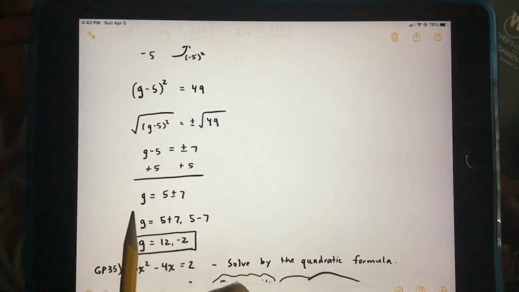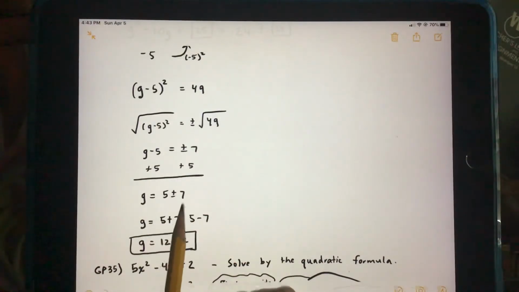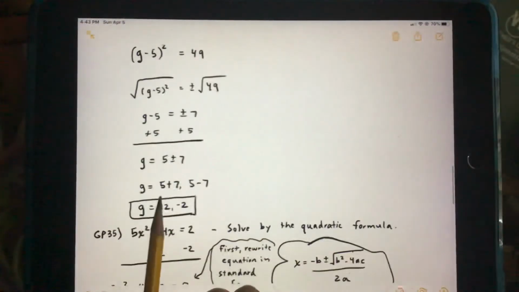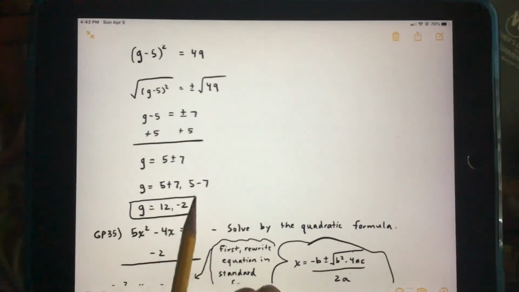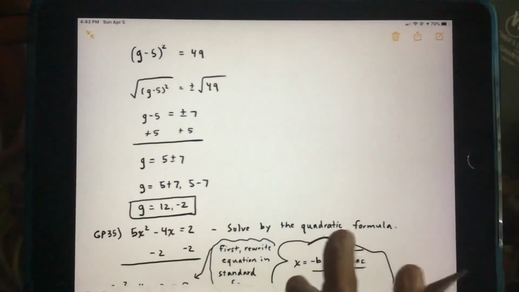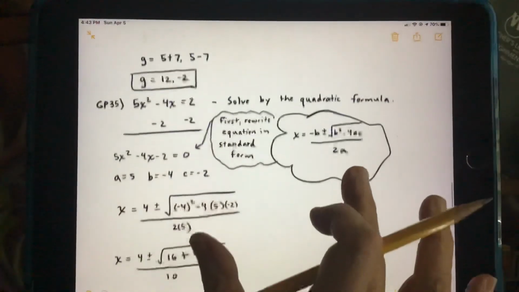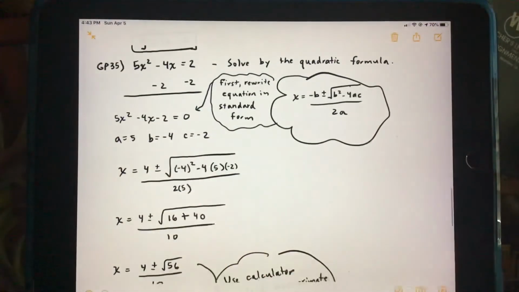Add 5 to both sides and get g is equal to 5 plus or minus 7. And that breaks down into 5 plus 7, which is 12, and 5 minus 7, which is negative 2. So no need for a calculator on this problem because it worked out to be a perfect square situation. All right, guided practice 35. This will be our final problem that we're going to be working together to practice solving quadratic equations by being told which method we should use.